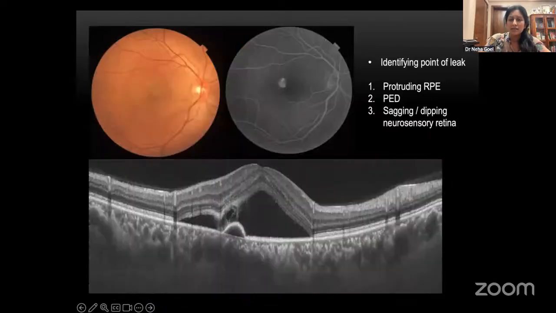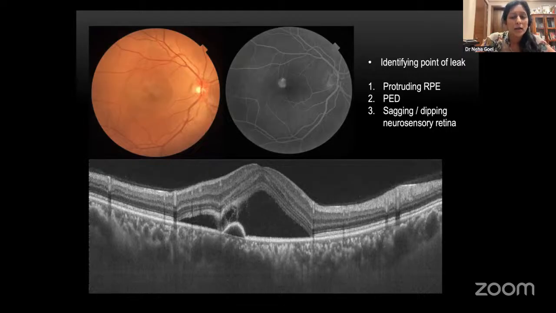So this is how I've summarized the point of leak as you see on OCT, because angiography may be contraindicated in certain patients. You can have a protruding RPE, a PED, a sagging or dipping of the neurosensory retina at that point.